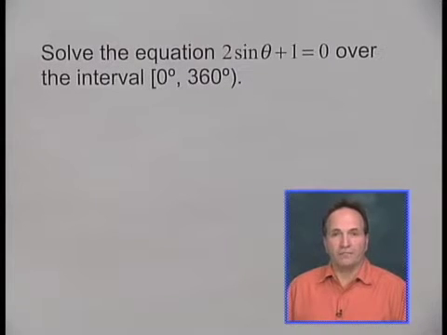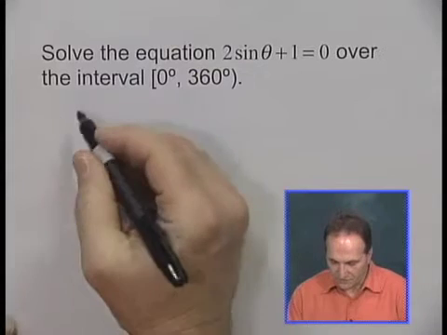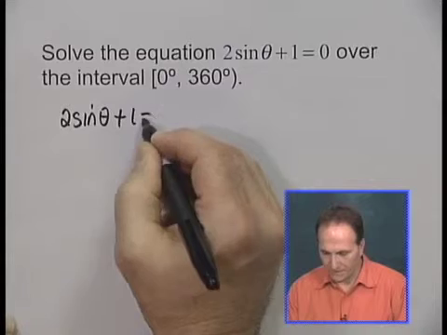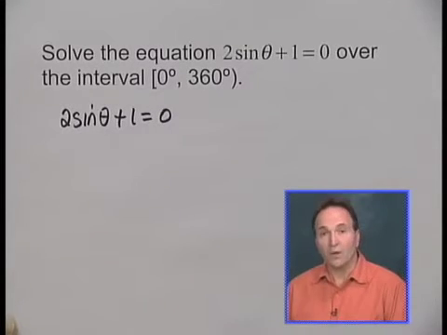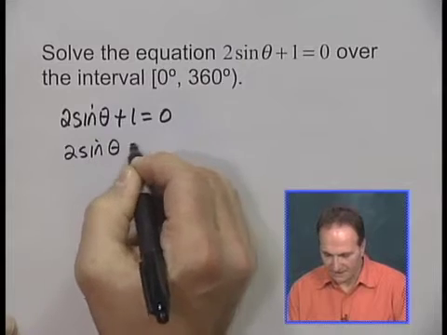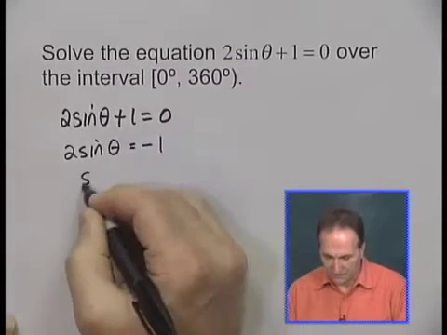Solve the equation 2 sine theta plus 1 equals 0 over the interval from 0 degrees to 360 degrees. We'll begin by solving this algebraically. So we have 2 sine theta plus 1 equals 0. We subtract 1 from each side. 2 sine theta equals -1. And now divide both sides by 2.